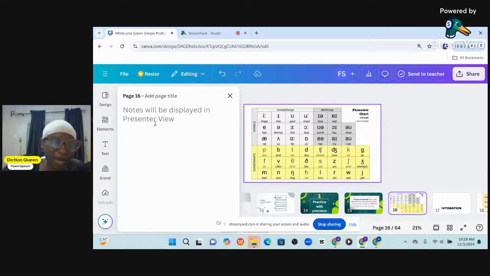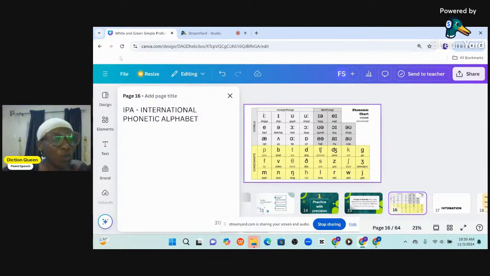IPA means International Phonetic Alphabet. Please write that in the comments. International Phonetic Alphabet. If you're following, if you're learning, please write the meaning of IPA in the comments. I didn't say "inter-nay-shonal." Why? Because I'm speaking English. I should not use the features of my native language.